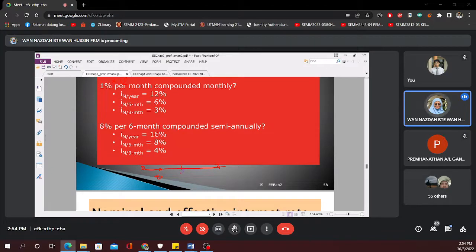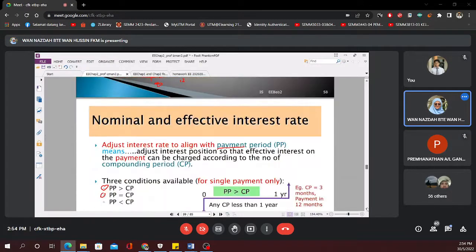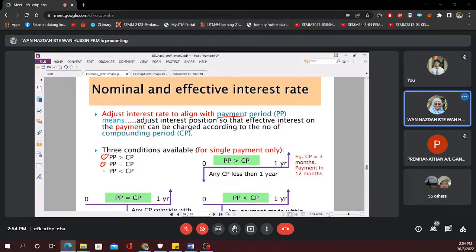Kalau 12 months, so you need to multiply by 2. 8 times 2 is 16. Right? So kalau for every 3 months, you divide lah by 2. So dia jadi 4%. That is I nominal. Boleh? Okay.